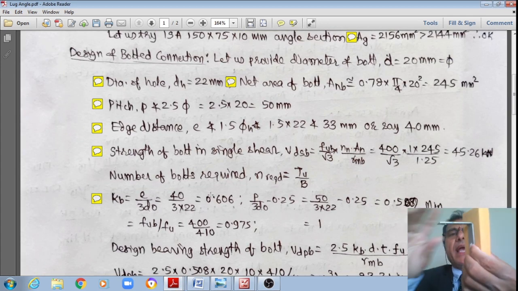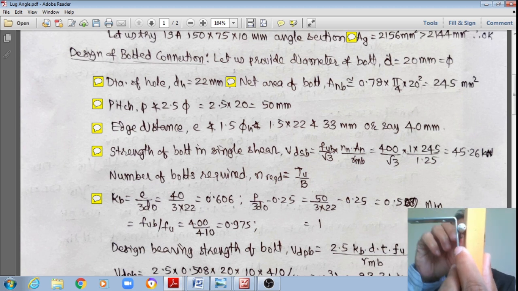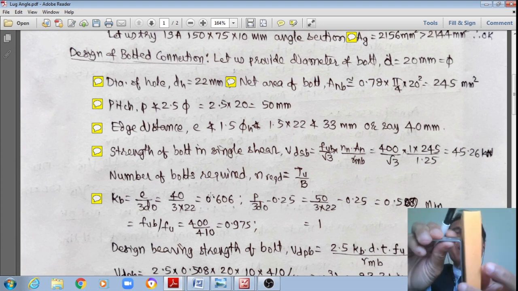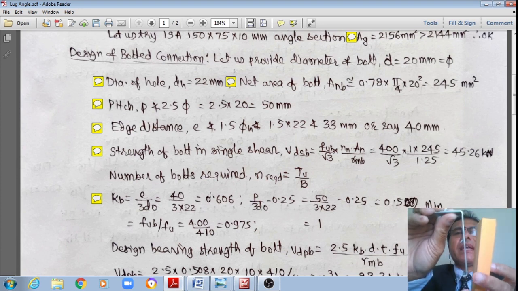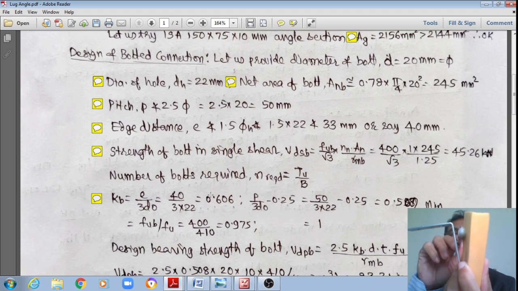Here the main angle is connected to one side of a gusset plate only, therefore there is only single shear. This is under single shear. Therefore, these bolts are under single shear.